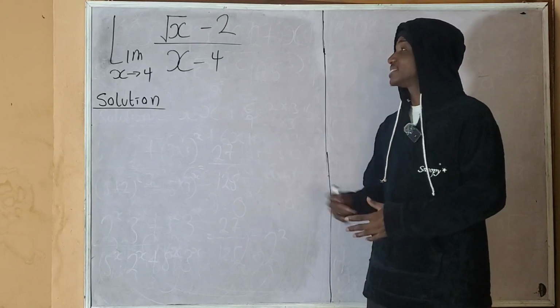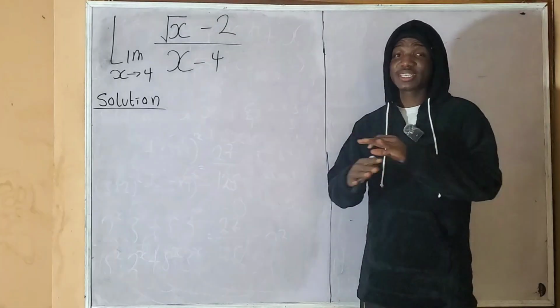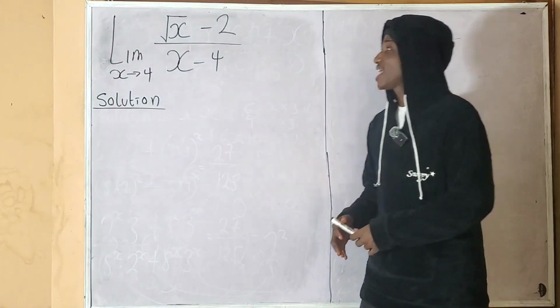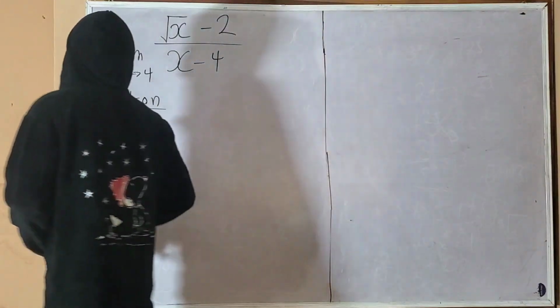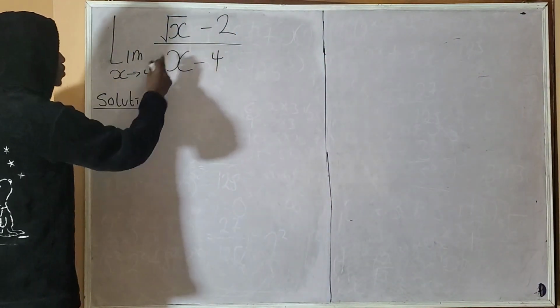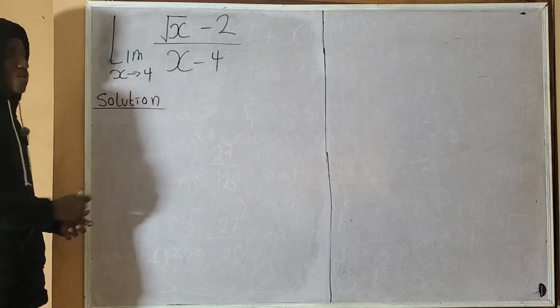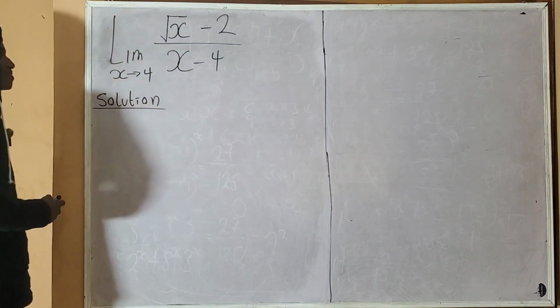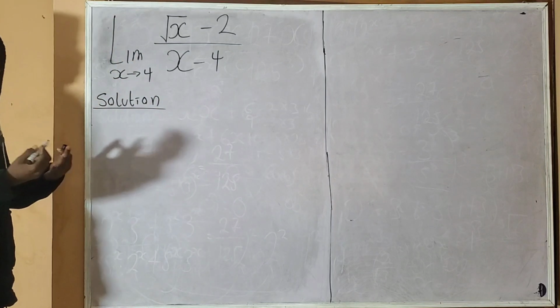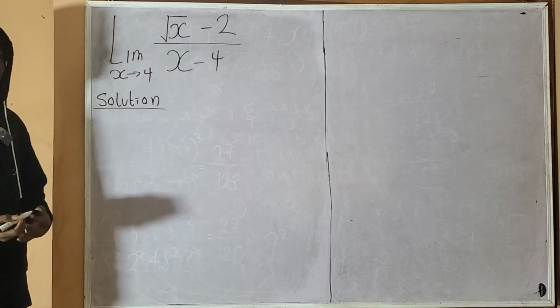Can you evaluate this limit without using L'Hospital rule? Here we are asked to find the limit of root of x minus 2 divided by x minus 4 as x tends to 4. Please pay attention. Let us use direct substitution and see what we're going to obtain.